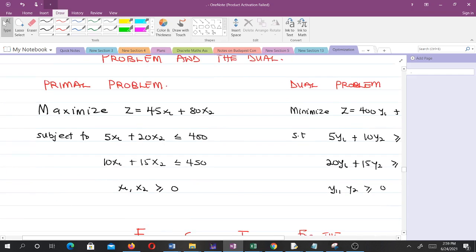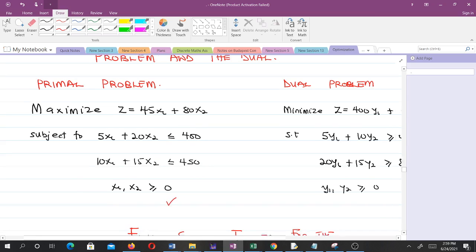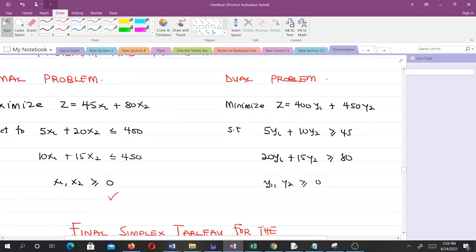So let's consider a problem here. We have maximize z equals 45x1 plus 80x2 subject to these constraints. This is the primal. If we decide to write a dual for it, we are going to get this. And by now you should know how we got that. You can pause the video and try and convert it. I think we've even done that in the video already.